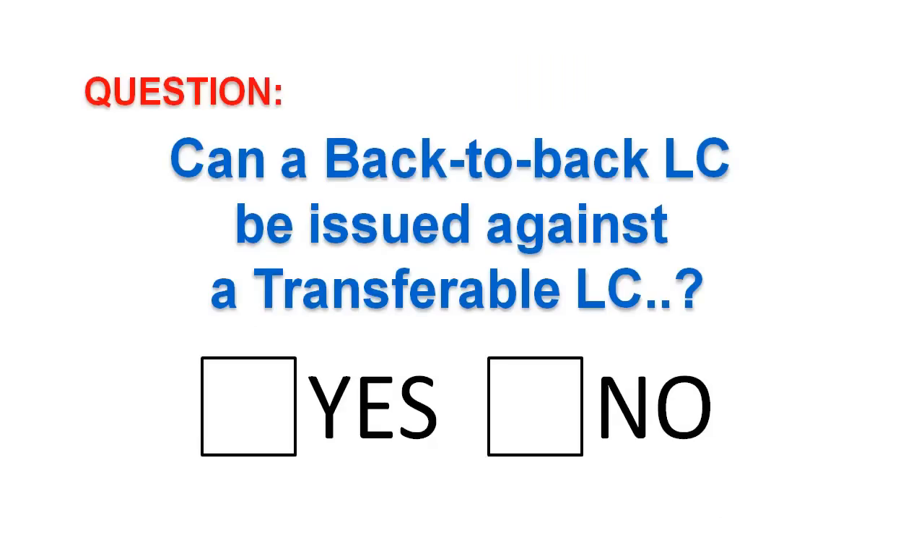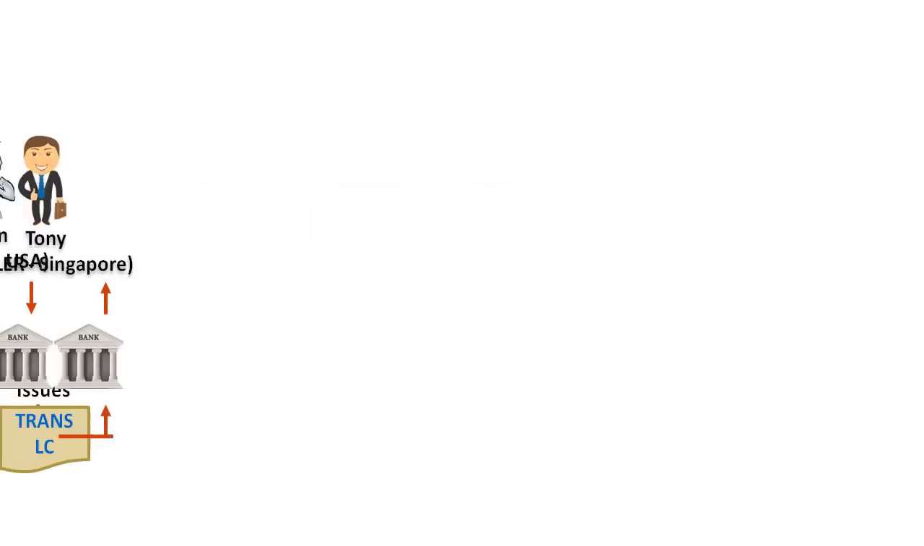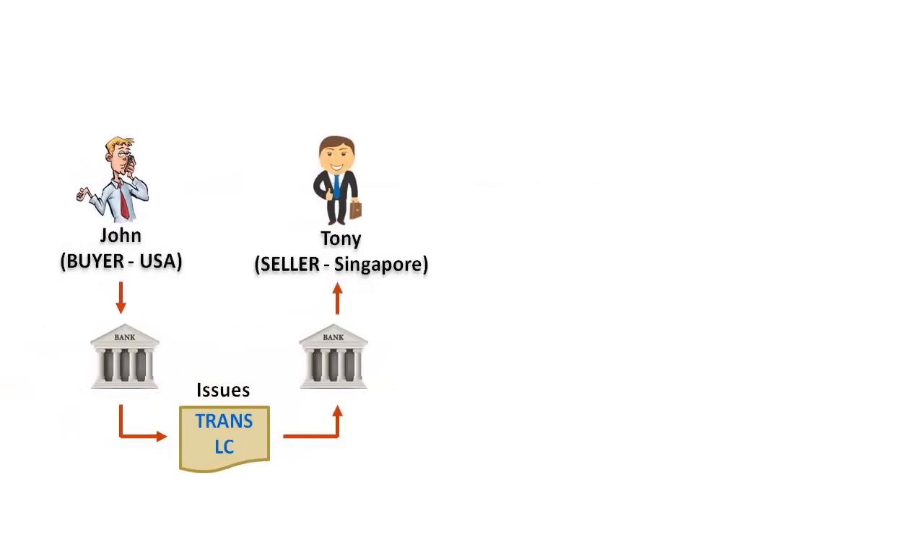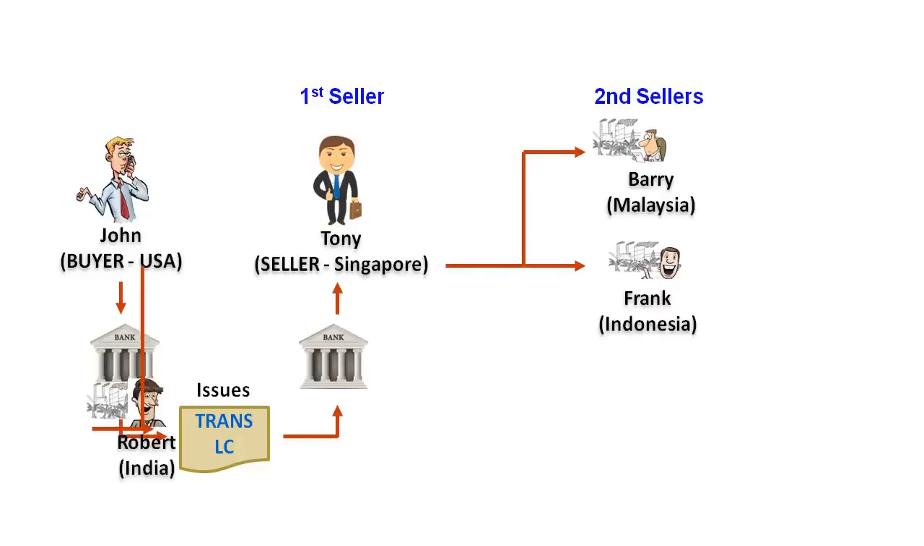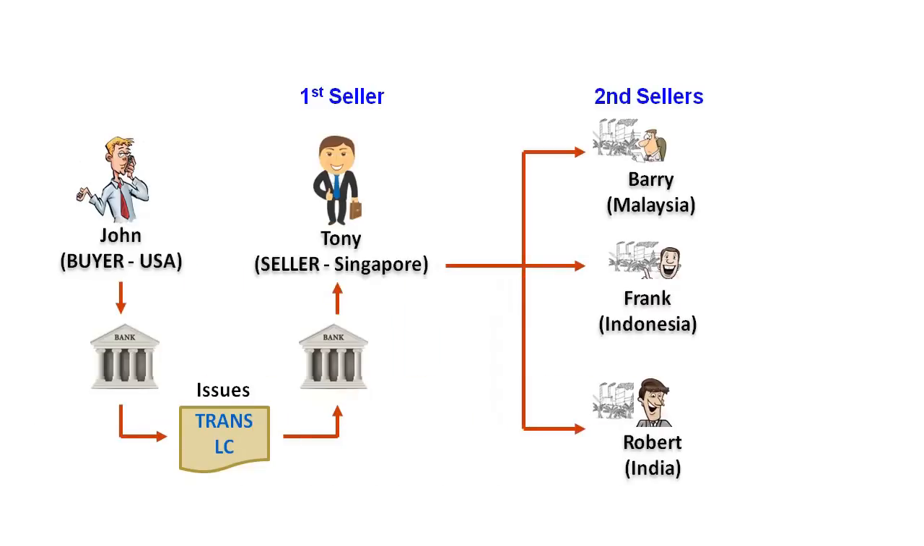The other question is, can a back-to-back LC be issued against a transferable LC? The problem with the transferable LC is that it can only be transferred once. For example, John issues a transferable LC to Tony, and Tony is the first seller or the first beneficiary of the LC. Tony can transfer the LC to one or more second sellers or second beneficiaries. Now, the second sellers cannot transfer the LC to another seller or the third sellers. If the second sellers need to buy from another seller, this is where a back-to-back LC comes into the picture.